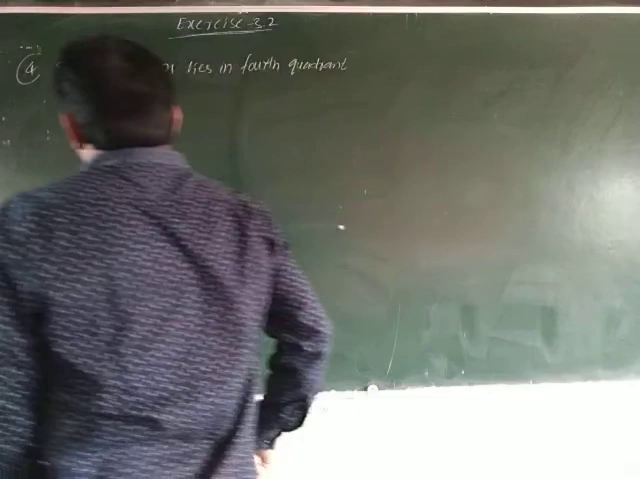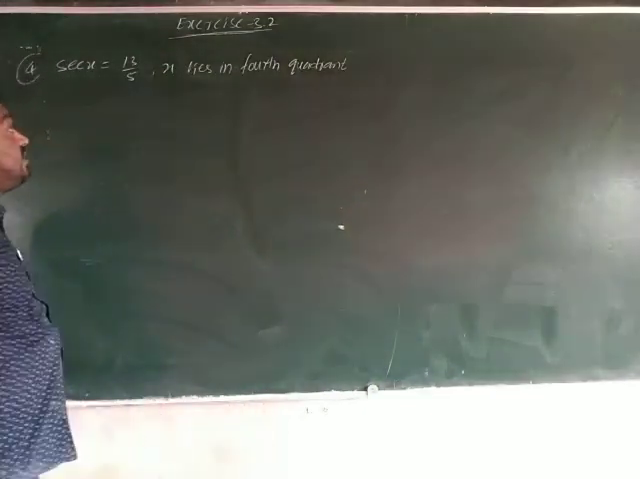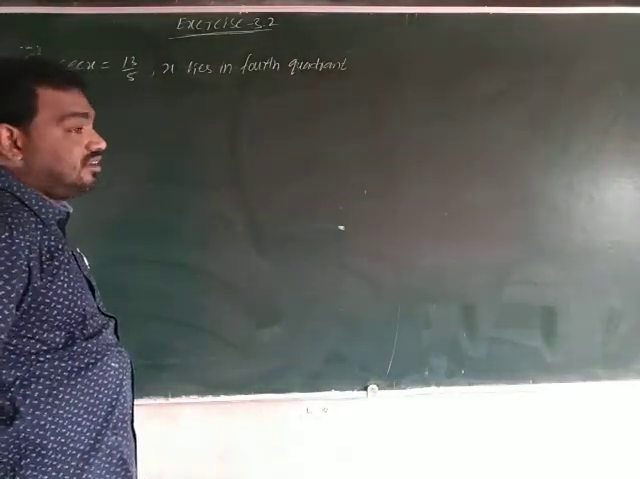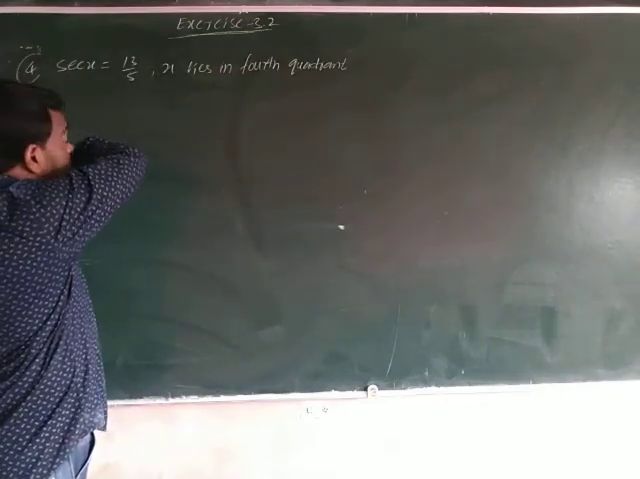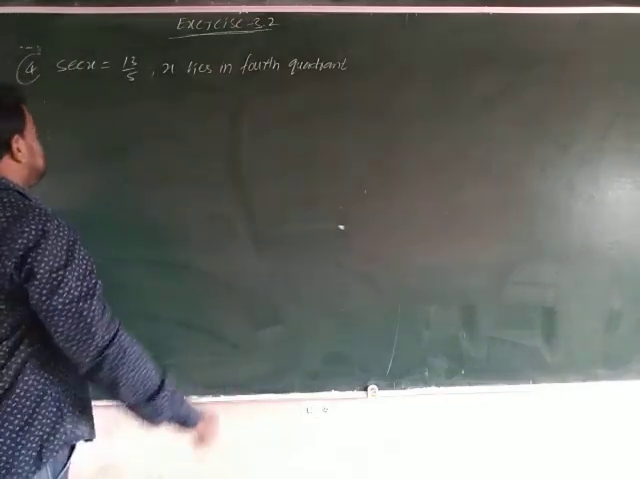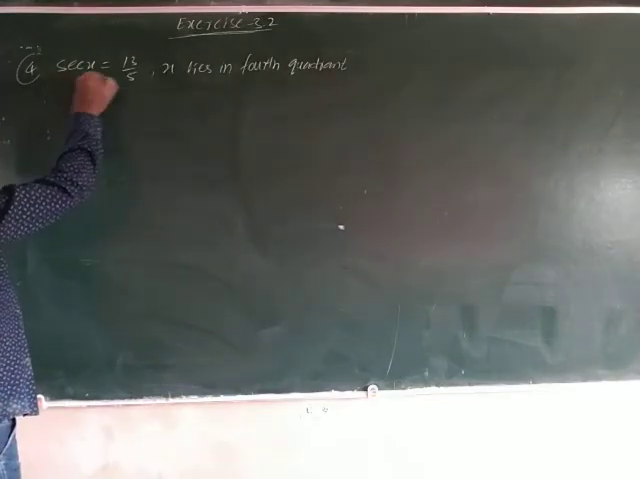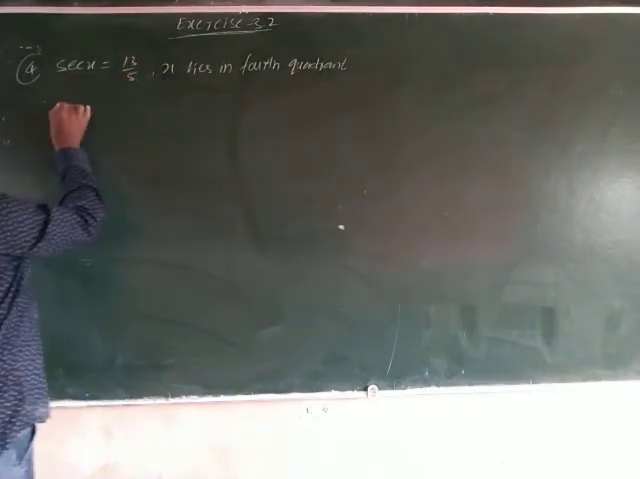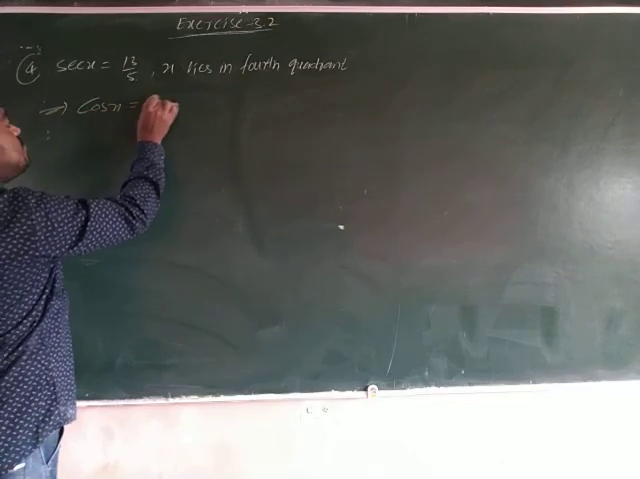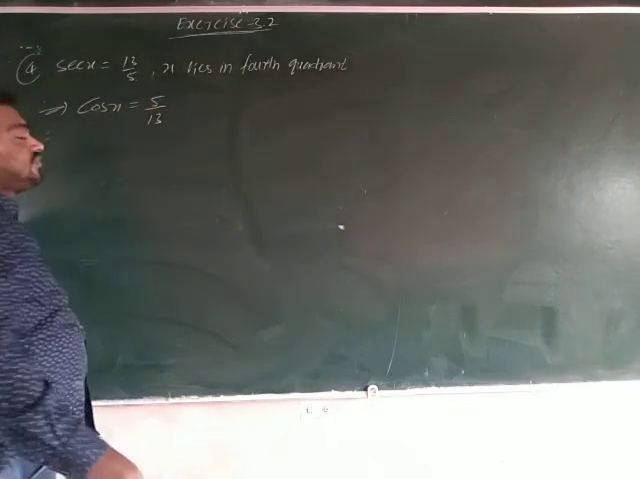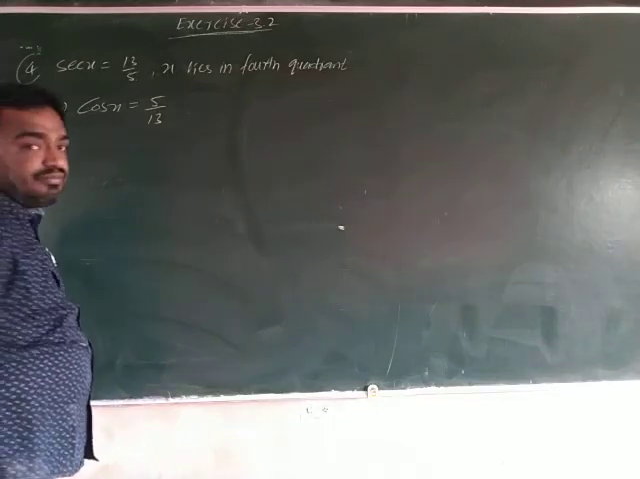Next, fourth question. Secant x equals 13 by 5. X lies in the fourth quadrant. This is the question. See the solution. In the solution again you write this one. Secant x equals 13 by 5, that implies cos x is equal to 5 by 13.